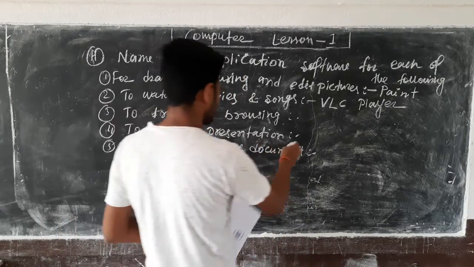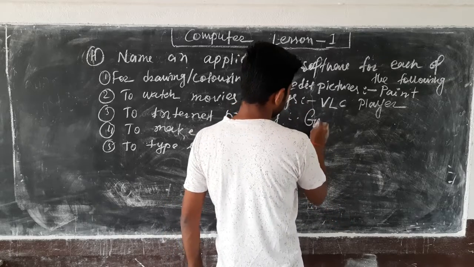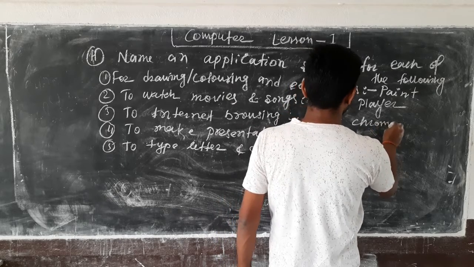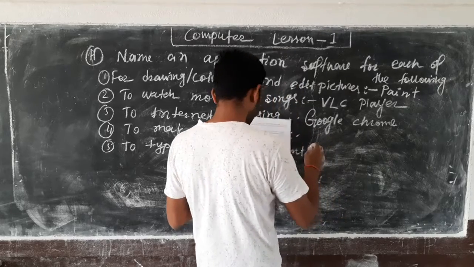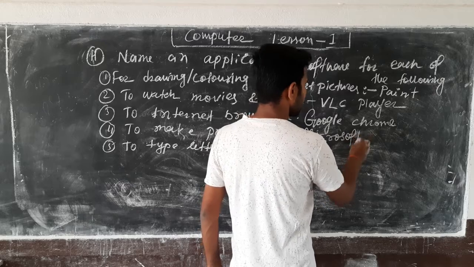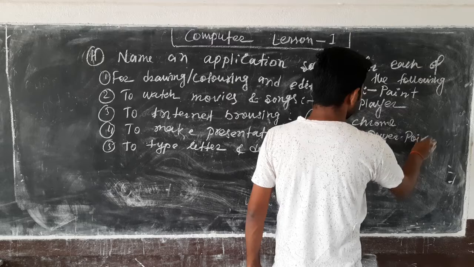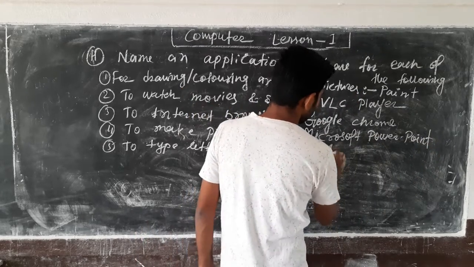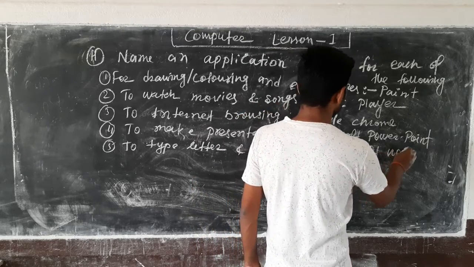Again, internet browsing. So this one is given Google Chrome. And next, to make a presentation, this one is Microsoft PowerPoint. And next, to type the letter, this is Microsoft Word.